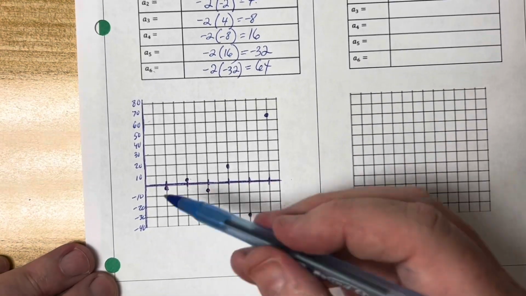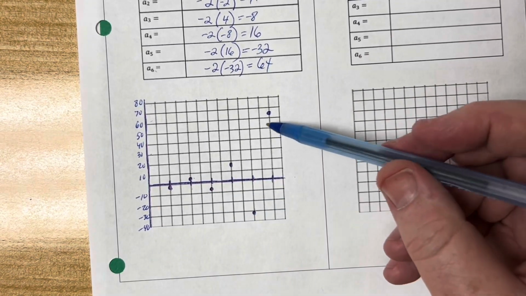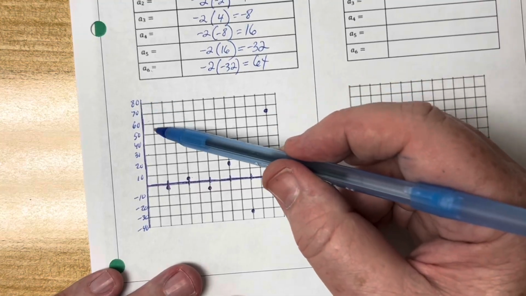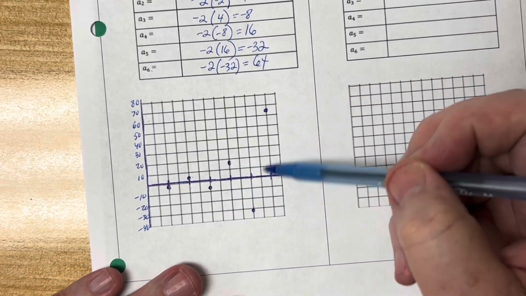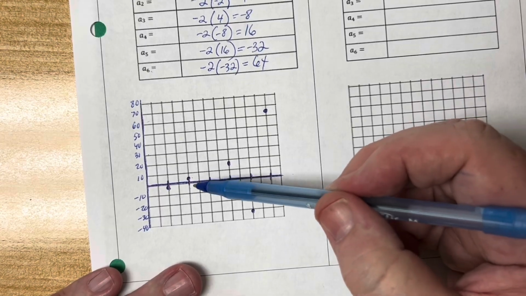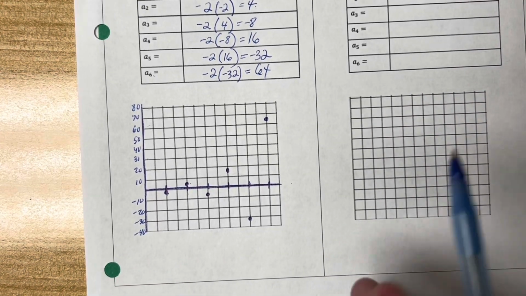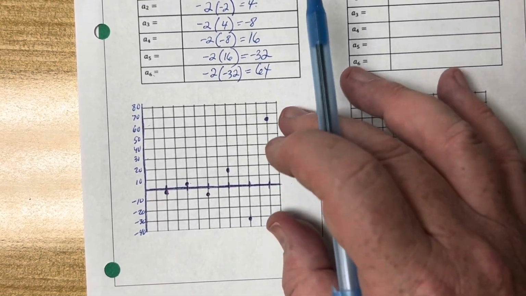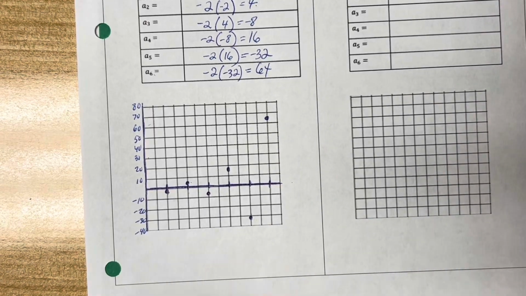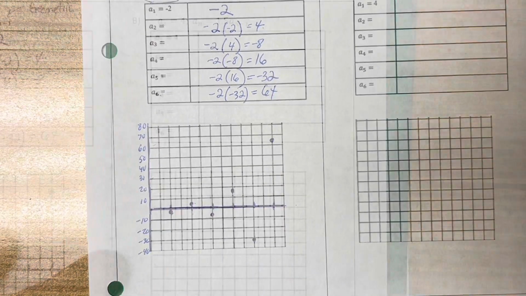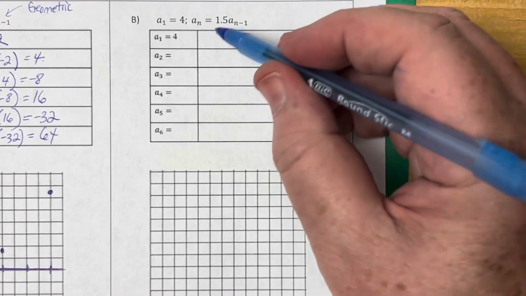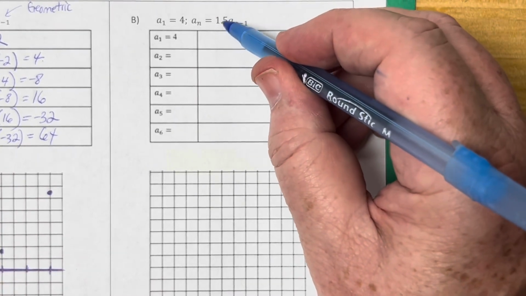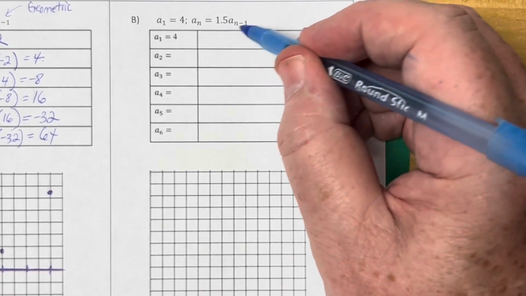Okay, so you see it's kind of a sloppy graph. We don't have a curved line or a straight line. It jumps back and forth, positive, negative, positive, negative. It looks kind of funny, but that is the graph for that sequence. All right, let's look at another one. We can see that this is geometric because it's 1.5 times the previous term here.